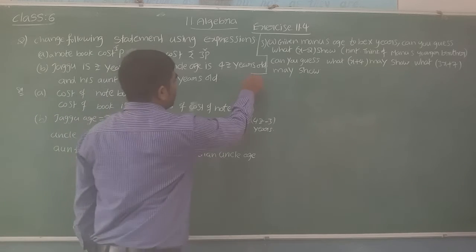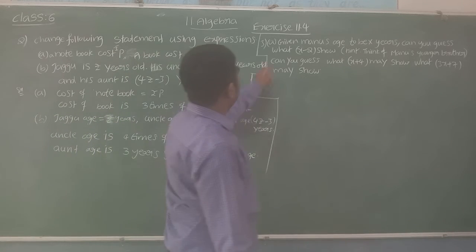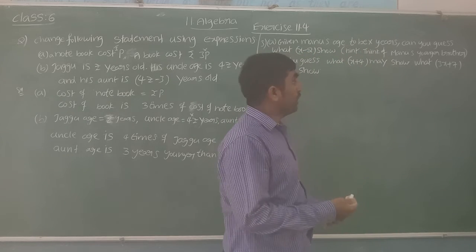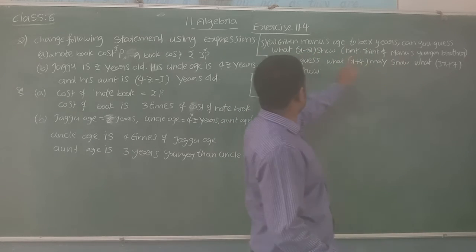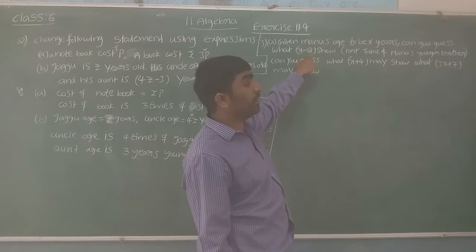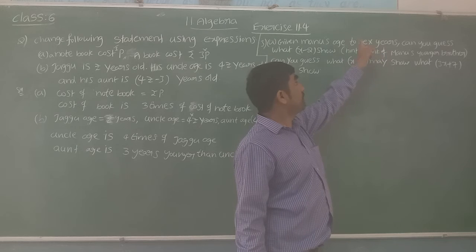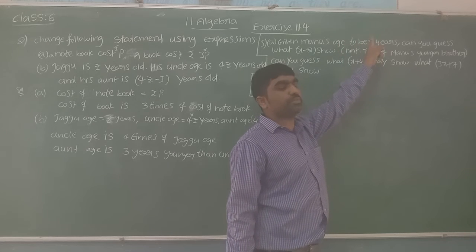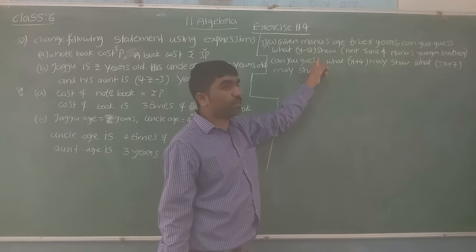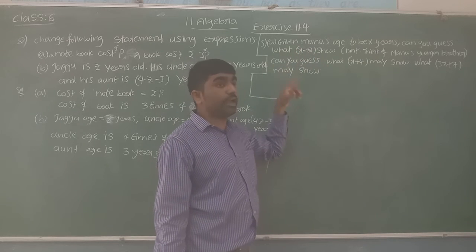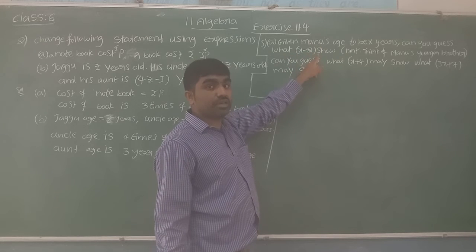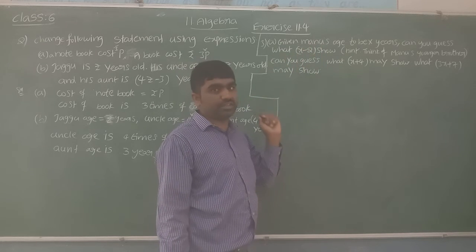Let us see one more. Given Manu's age to be x years. What is Manu's age? x years. Can you guess what x minus 2 shows? x minus 2 means less than x. Suppose Manu's age x equals 20 years. What is x minus 2? 20 minus 2 is 18. So this shows an age which is less than Manu's age.